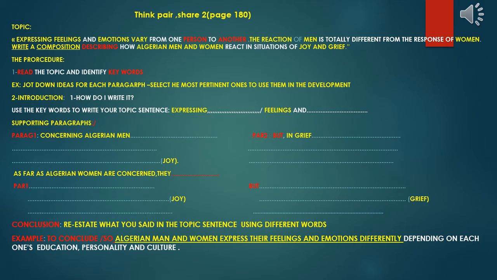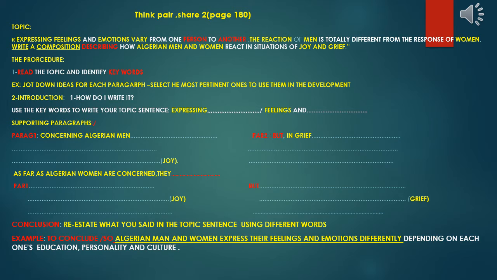When you finish dealing with men's reaction, you are going to move to women's reaction now. But when you move from the first description to the second one, it should be done smoothly. So you are going to use a transitional sentence here so as not to shock the reader. In this case, I took "As far as Algerian women are concerned, they...", and then you finish your sentence.